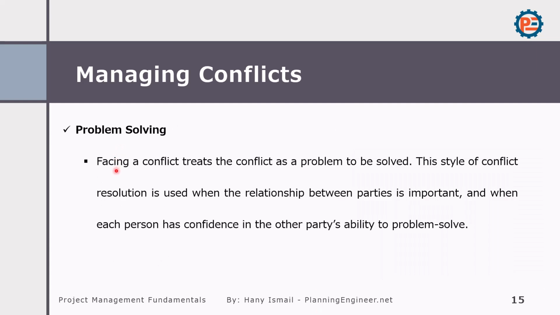Problem solving is facing the conflict as a problem to be solved. This style of conflict resolution is used when the relationship between parties is important and when each person has confidence in the other party's ability to problem solve. These are project management terms according to the PMBOK. I don't want to simplify, because this course you are studying right now is a very good step for your PMP certificate. So I would like to give you some terms from the PMBOK in order for you to enhance and get your PMP certificate if you would like to.